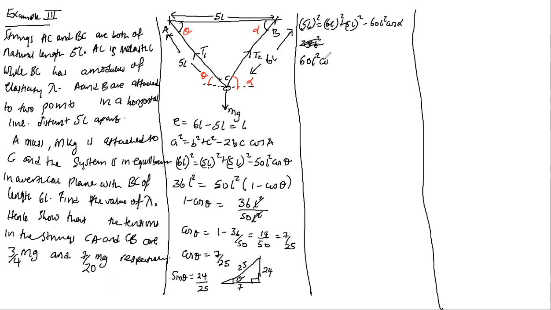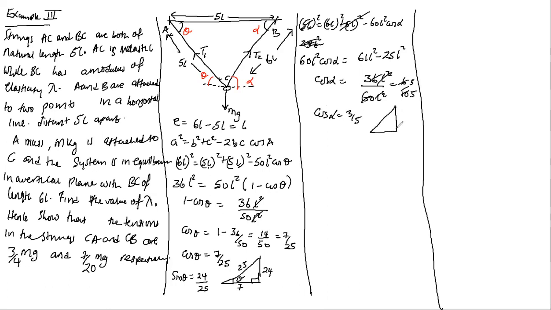60 L squared cos alpha is equal to 61 L squared minus 25 L squared. So cos of alpha shall give me 36 L squared out of 60 L squared. By 6 you get 6, by 6 you get 10. Here you get 3, here you get 5. So cos alpha is 3 over 5. When you draw a right angle triangle, you can see that cos alpha shall be 3, this will be 5, this will be 4. So having gotten the angles, we are ready to resolve.